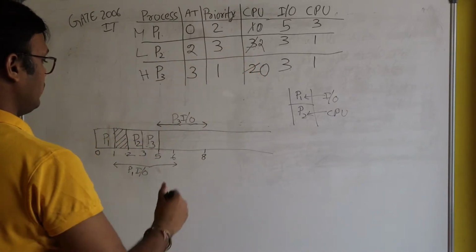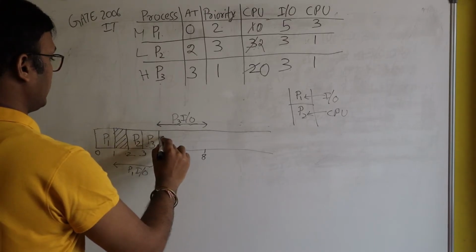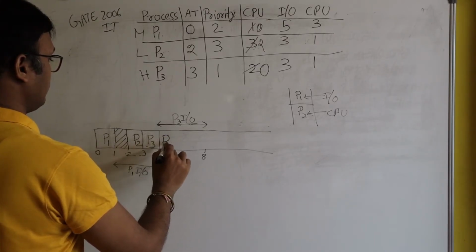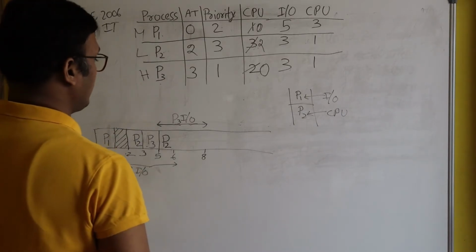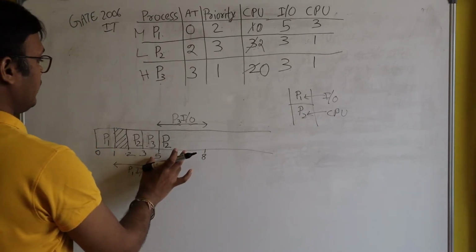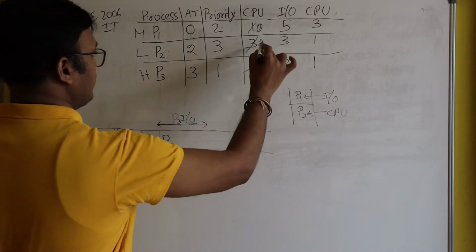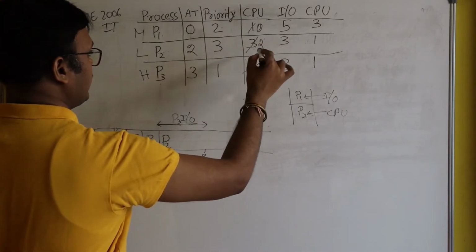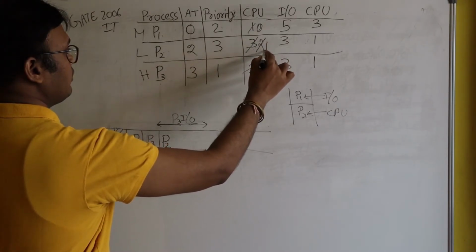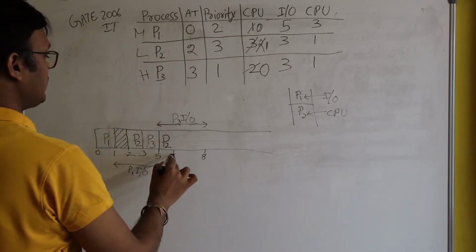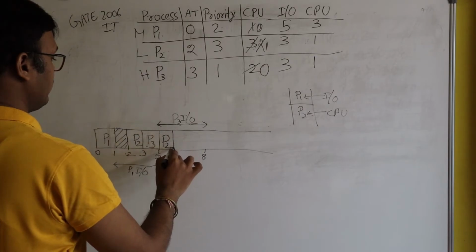So here I will write P2 again. After running for 1 second, when P2 runs for 1 second, it means what? Again it has 1 second left. So from 5 to 6, P2 runs for 1 second.